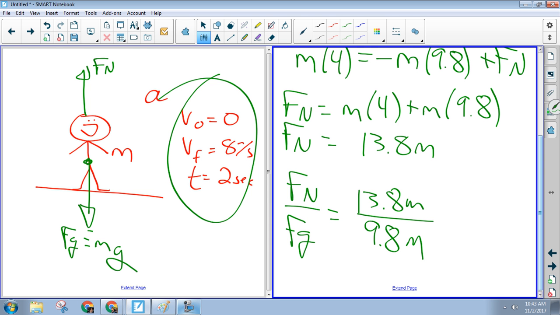Where's her weight? What's the definition of weight? Carla, do you remember? Force of gravity. Weight is force of gravity. Yeah, but the M's are going to cancel. Is that what you're asking, or no? I said find the ratio between the normal force and the weight, not the normal force and the mass. Good?